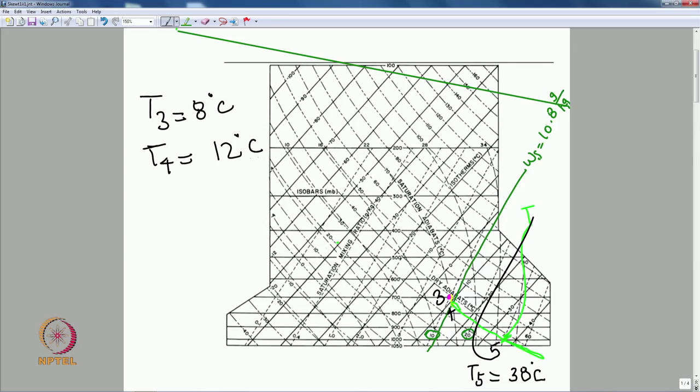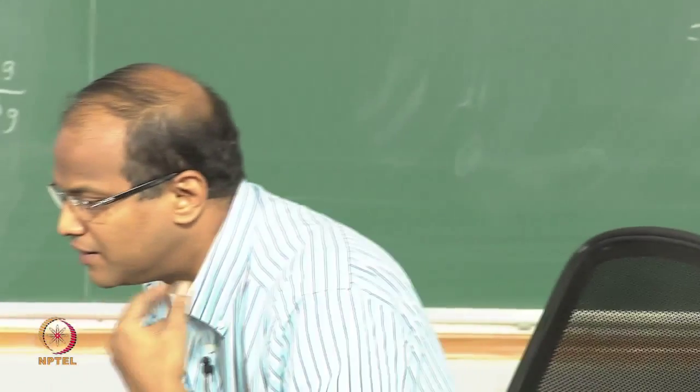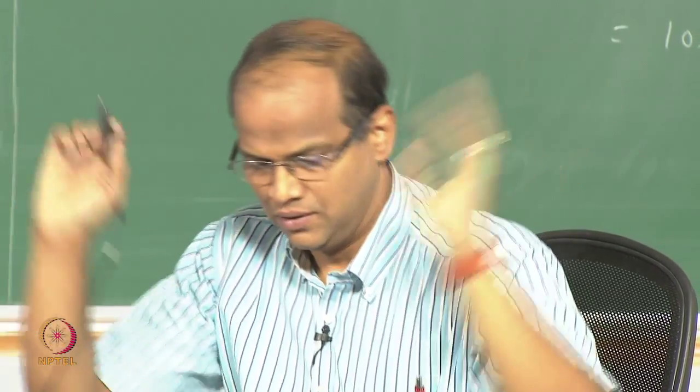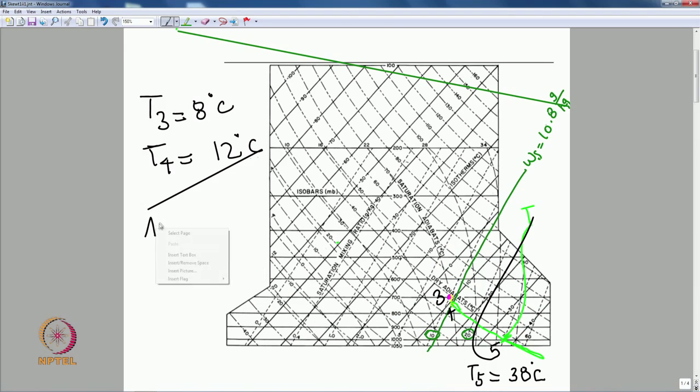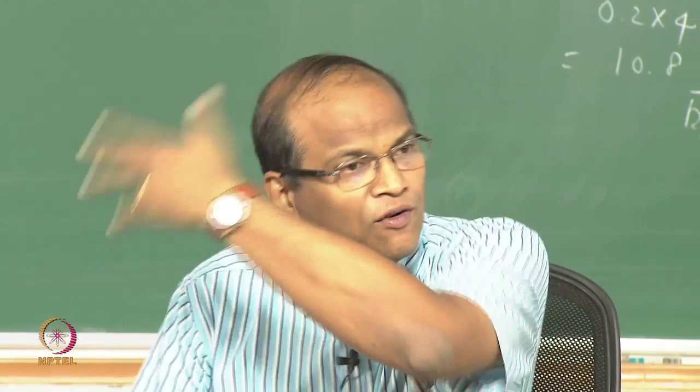Okay, so what is the omega S at? What is the omega at? What will be the omega of the air parcel now? 10.8. Okay. So we started with 14 and we are ending with 10.8. What happened to the 3.2? Rain. It went out as rain. But we started with 30 degrees centigrade and we came out to 38 degrees centigrade.